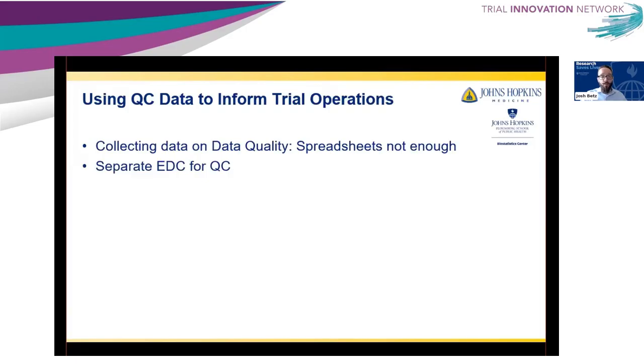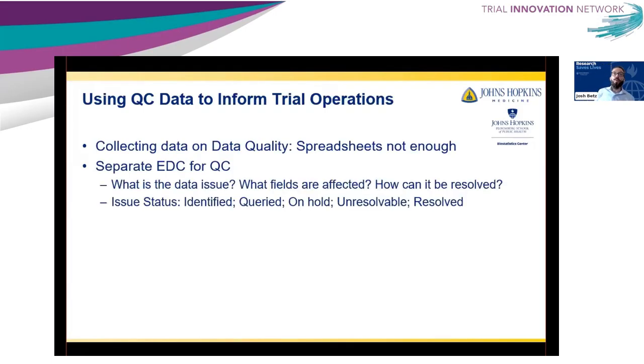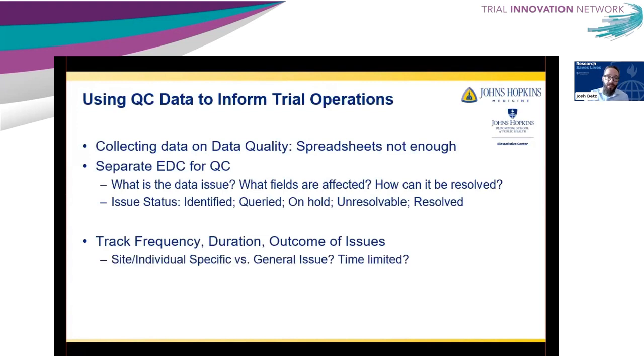That's why one solution to this is doing a separate database for data quality control, identifying what the data issues are that we're seeing, what fields are affected, how these things get resolved, and then the current status of each of those issues. This allows us to track the frequency of data quality issues, the duration until they're resolved, and ultimately their outcomes. And based on this, we can determine, is this an issue that's just site-specific or individual-specific?